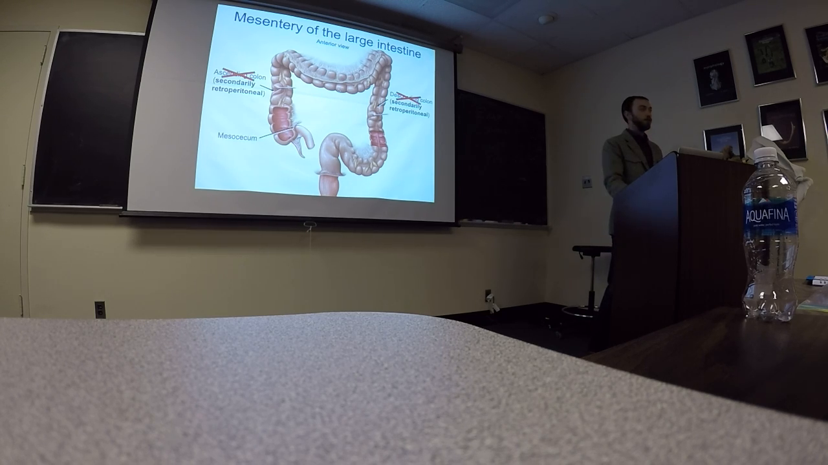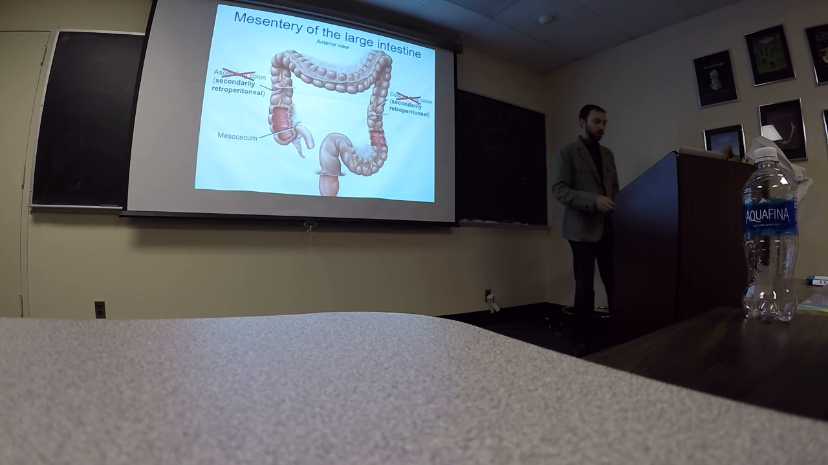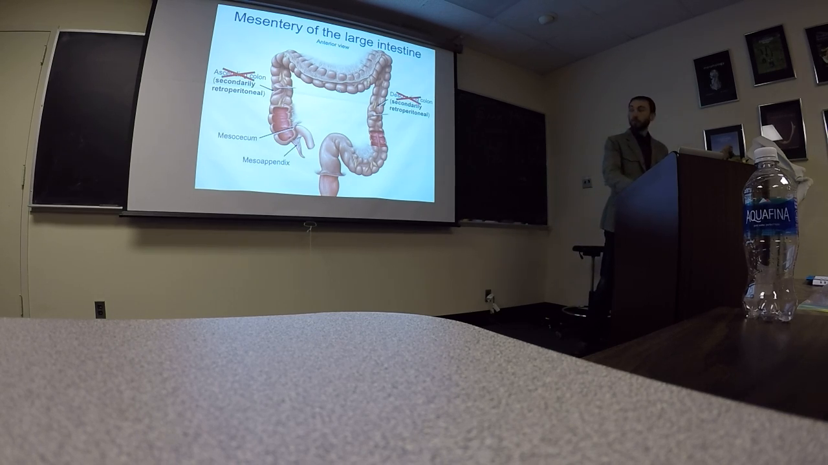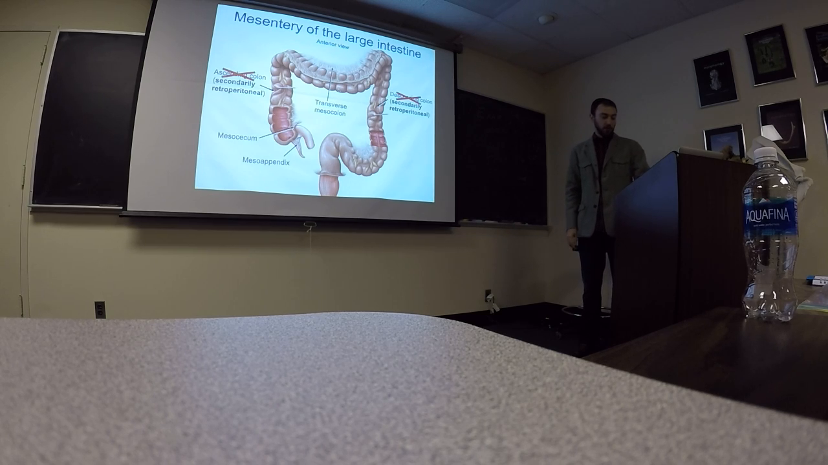So the cecum is freely mobile, and the mesentery for that is called the mesocecum. The appendix has its own mesentery called the mesoappendix. Transverse colon is attached to the posterior wall by the transverse mesocolon, and the sigmoid is attached by the sigmoid mesocolon.